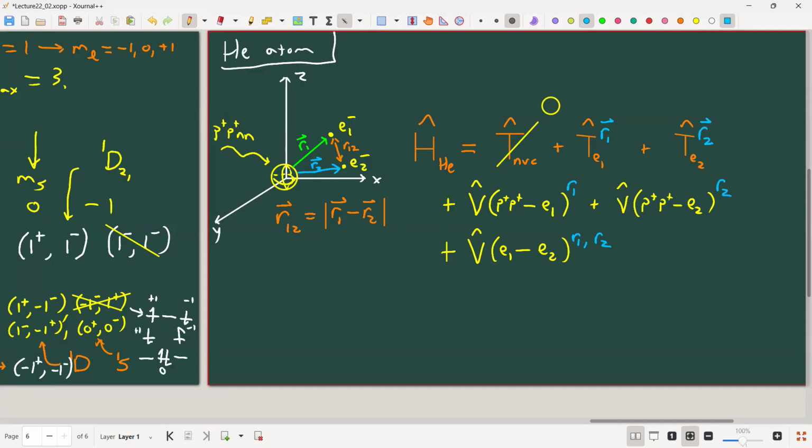Right? Because imagine R1 and R2 are the same length. That means that both electrons feel the same attraction to the proton. But imagine that the two electrons are on opposite poles. That means the repulsion between them is much less than if they were right next to each other. So what that means is that the energy of one electron depends on the position of the other, and vice versa.